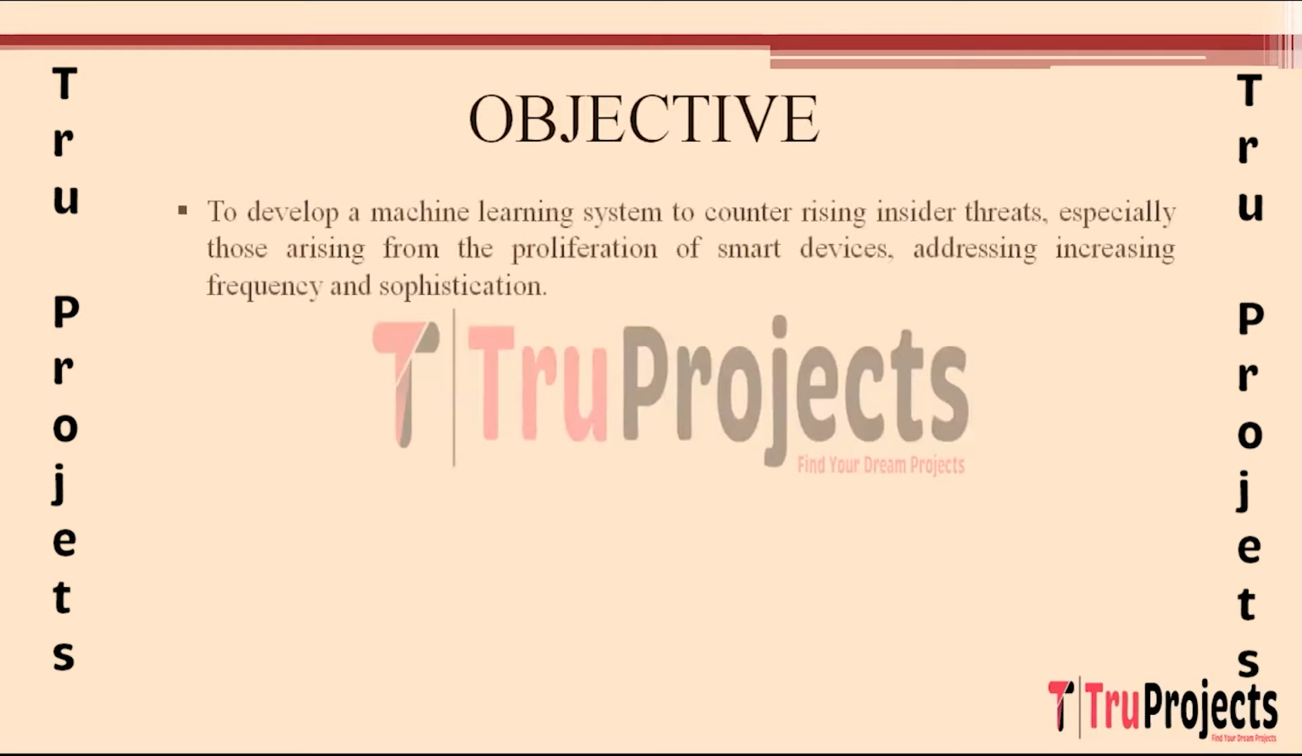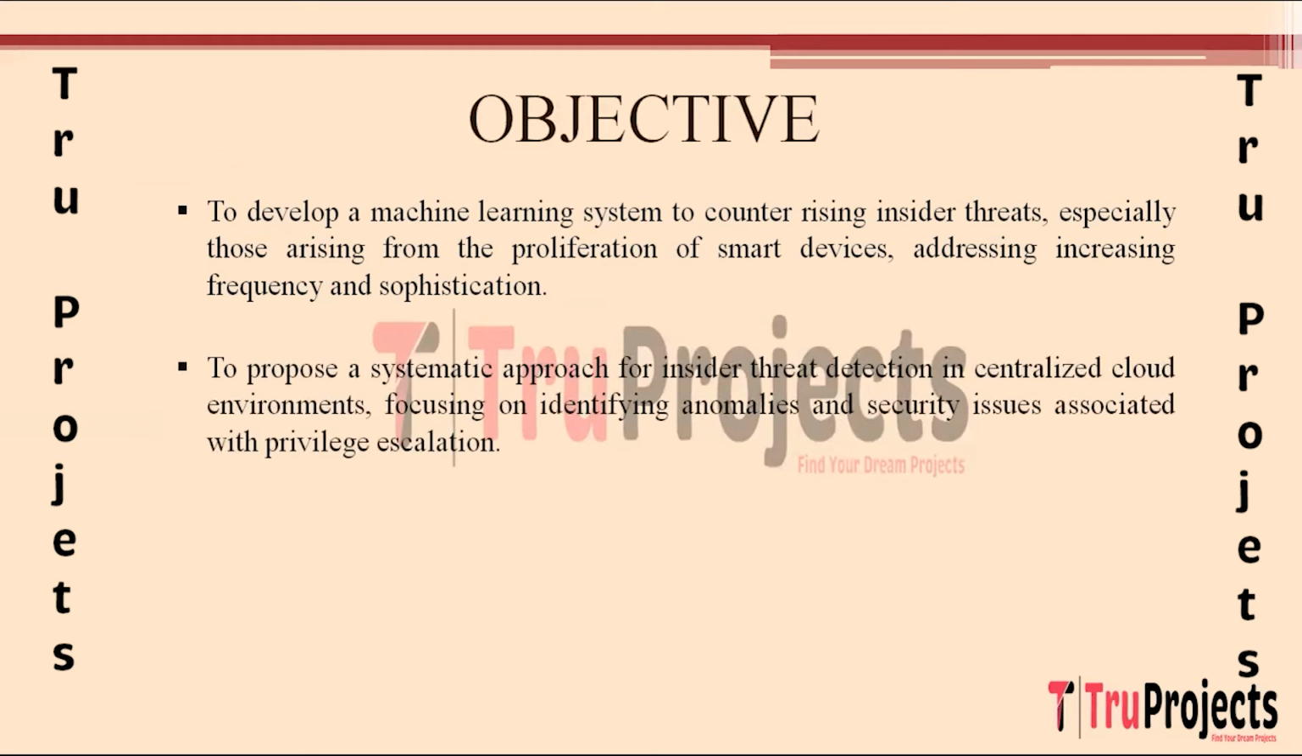Objective of the project. So, as I mentioned earlier, the primary objective of the project is to develop a machine learning system to detect and mitigate insider threats, particularly those stemming from the widespread use of smart devices. The focus is on tackling the growing complexity and frequency of such threats. And the goal is to propose a structured method for detecting insider threats within centralized cloud setups. The approach targets the identification of anomalies and security issues linked to privilege escalation, addressing challenges posed by centralization in cloud computing.